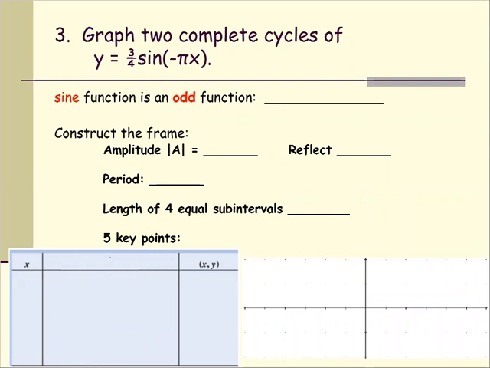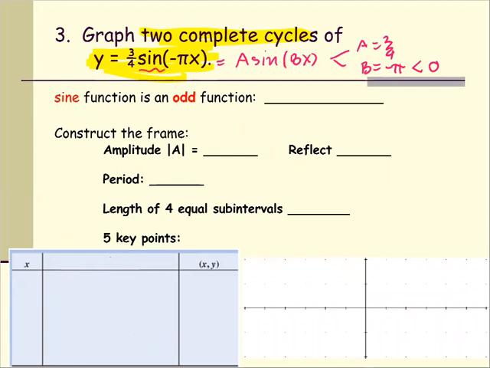In this example, we're going to sketch the graph of two complete cycles of y equals 3 over 4 times sine of negative pi x. The pattern of the function is in the form of a times sine of bx, where the a value is 3 over 4 and the b value, original b, is negative pi, which is less than 0. If b is less than 0, we're going to use the odd-even function property.